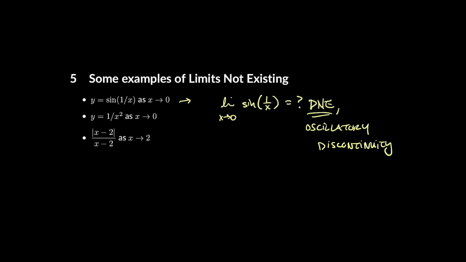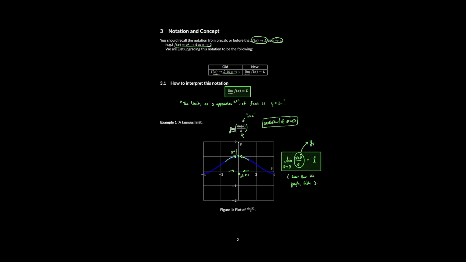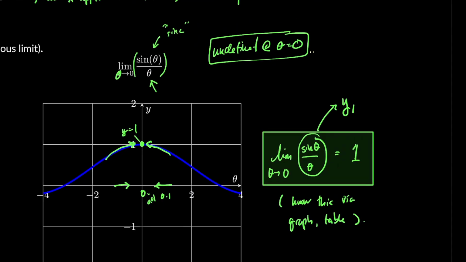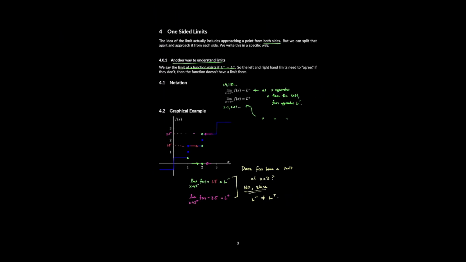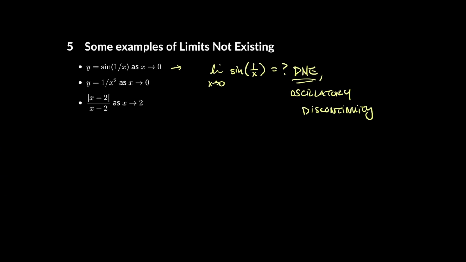I'll say just as a cautionary thing that a lot of students will say a limit doesn't exist just when there's a discontinuity. But as we've seen, like over here, this limit does exist even though it's undefined here. So if I plugged in theta equals 0, I'd get it undefined. But the limit actually is tending towards 1. So we need to be careful about that. But this limit doesn't exist because of its oscillatory nature.